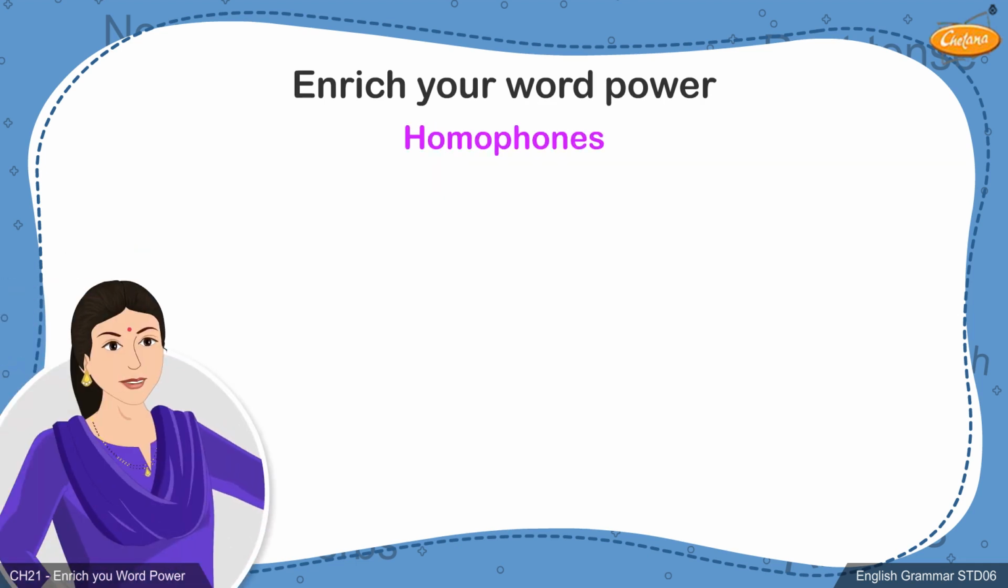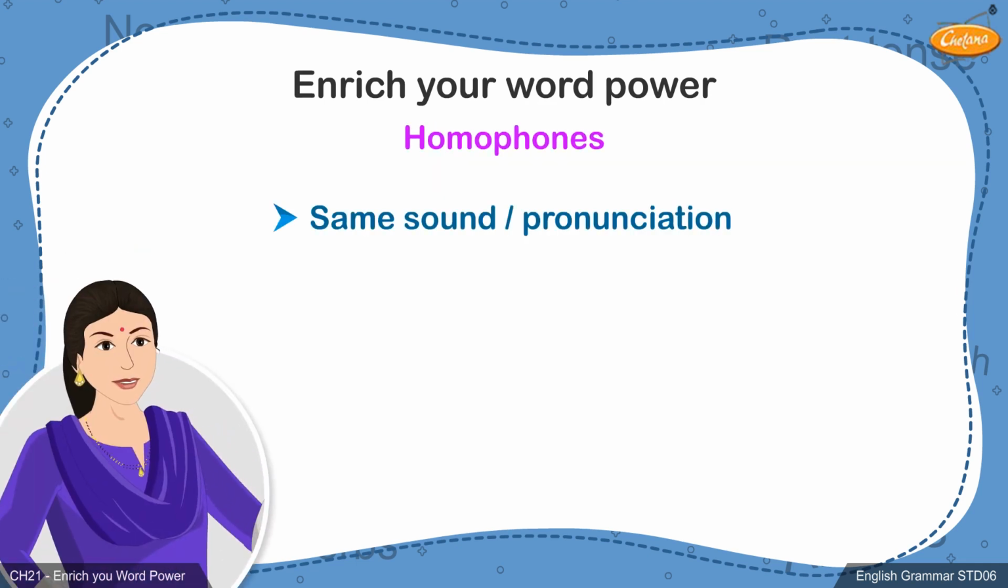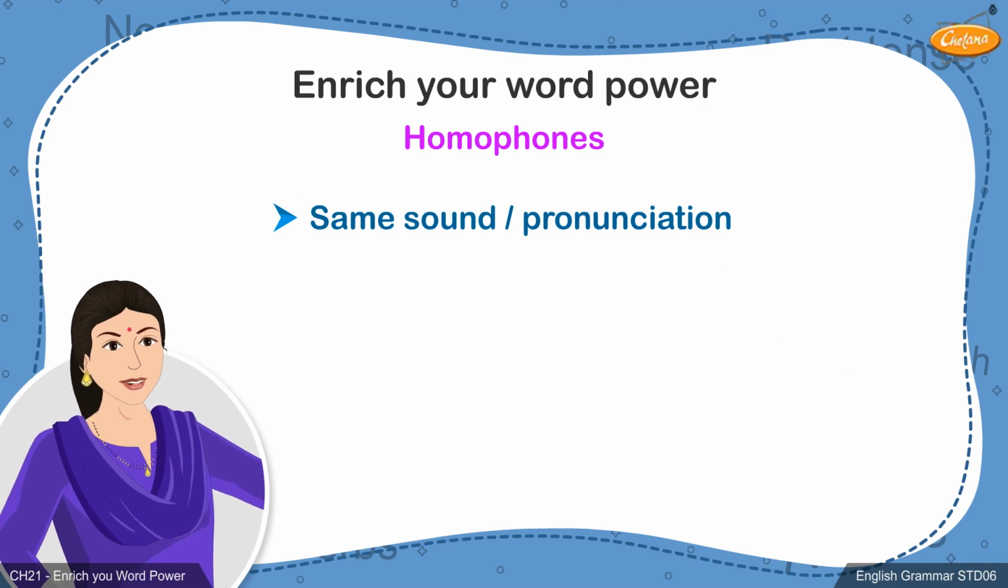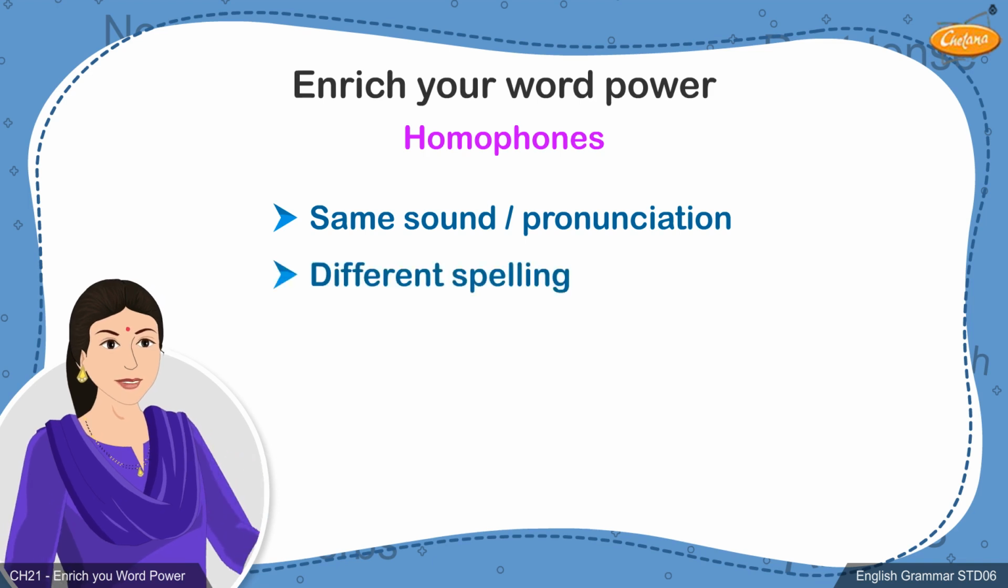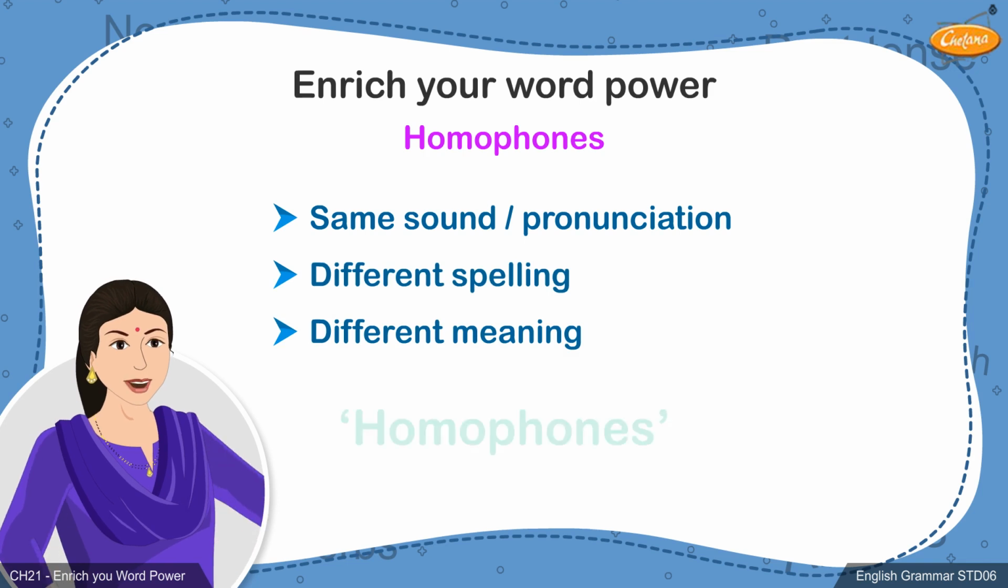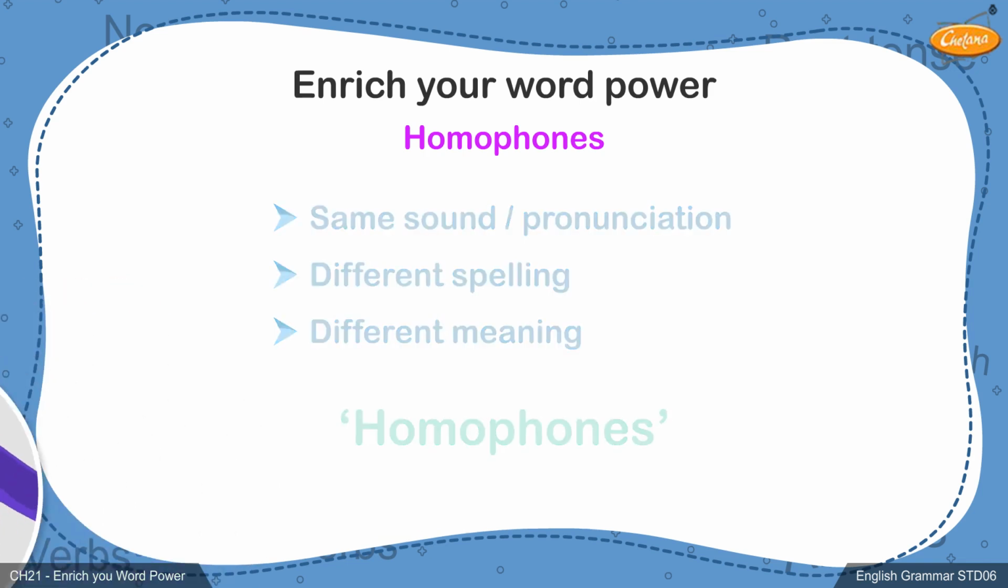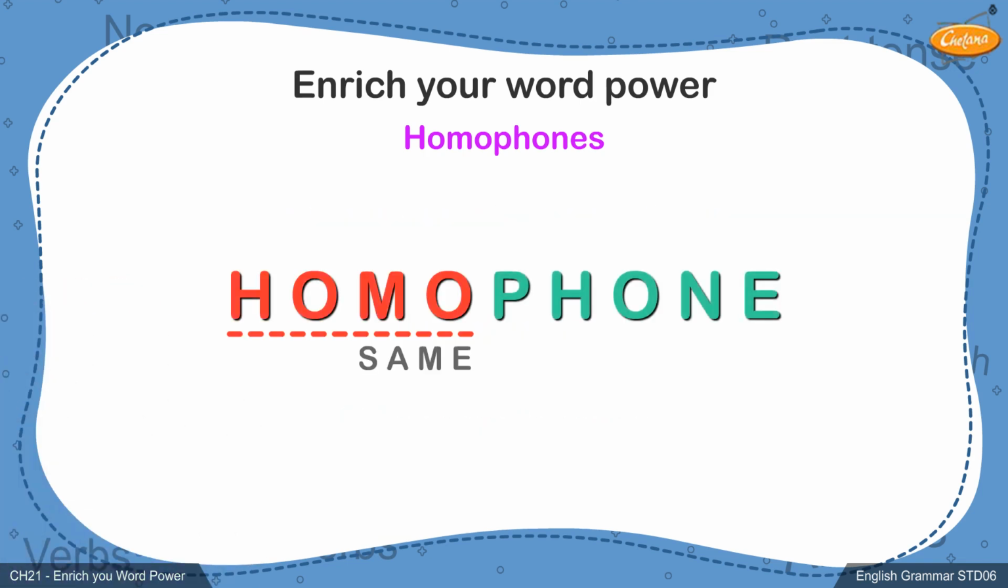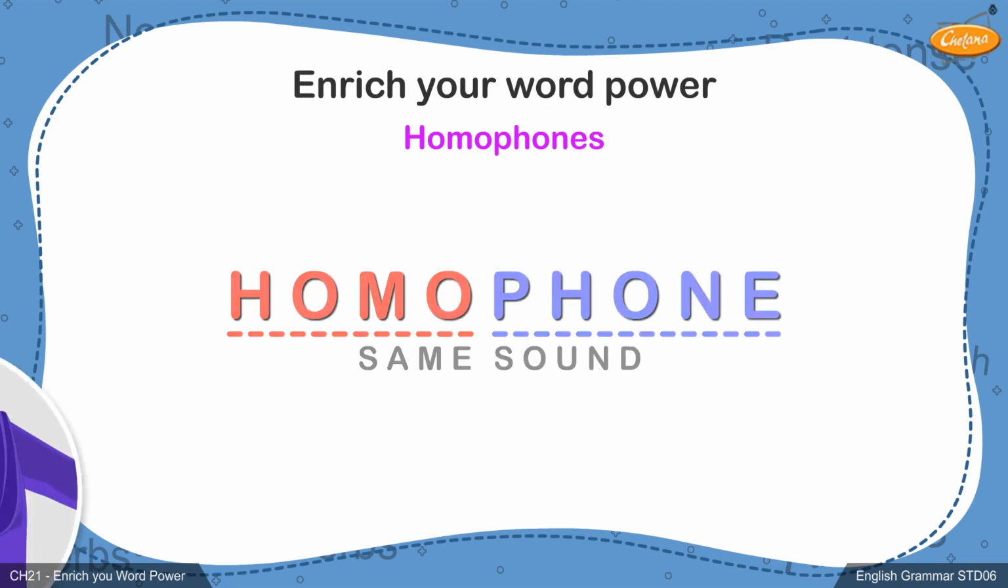There is another category of words that have the same sound or pronunciation just like homonyms, but unlike homonyms, these words have different spellings and meanings too. Such pair of words are called homophones. The word homo means same, whereas phone means sound. We therefore know that words that sound the same are called homophones.